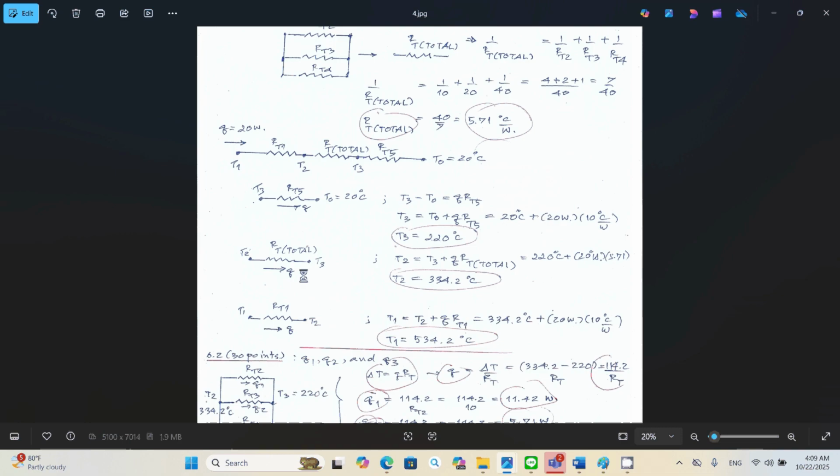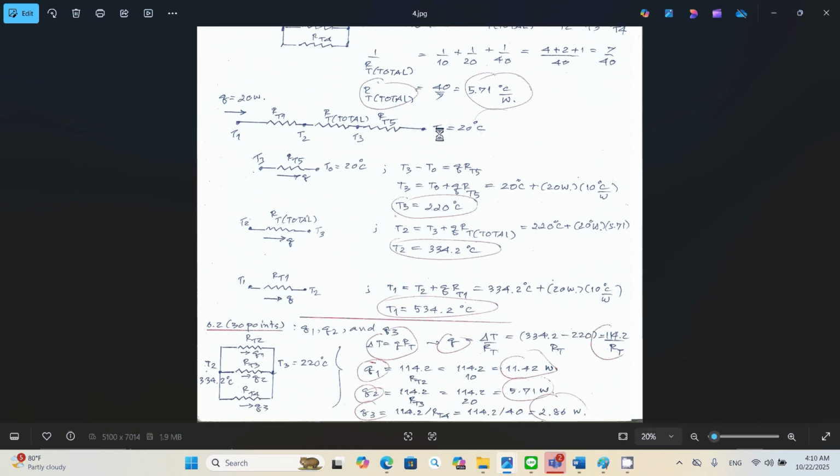You do the same thing with the heat dissipation flowing across the RT total. Okay, you already have an RT total, that's the 5.71. I just plug in the number. You do the same thing across RT1, so you have T1 equal to T2 plus QRT1. Okay, that's all.